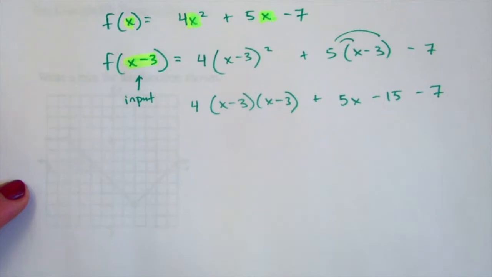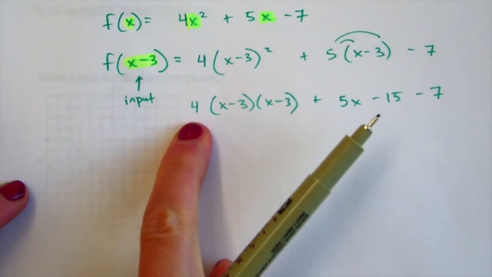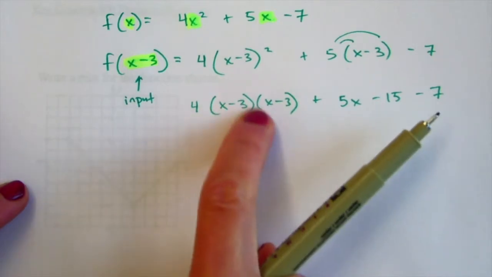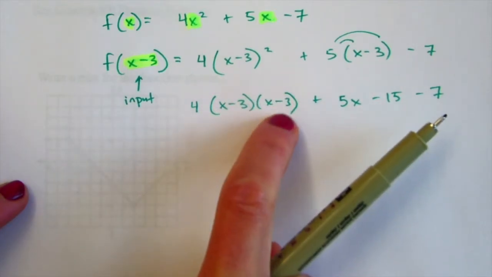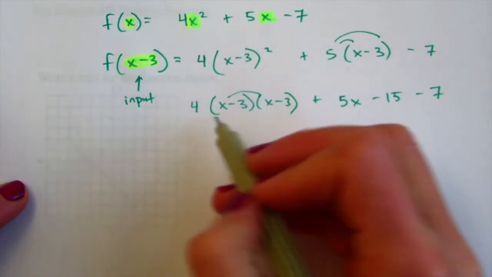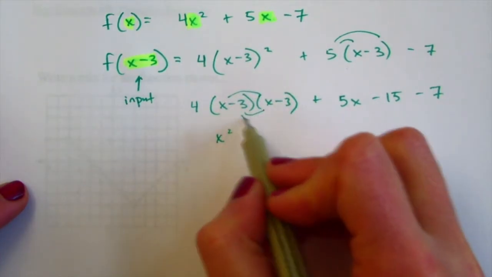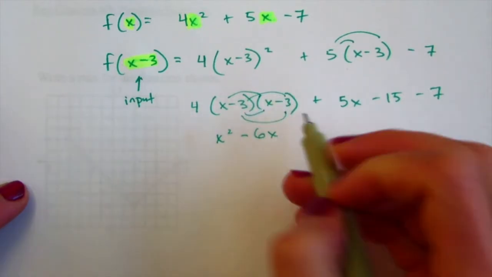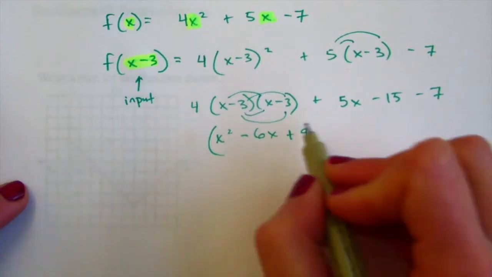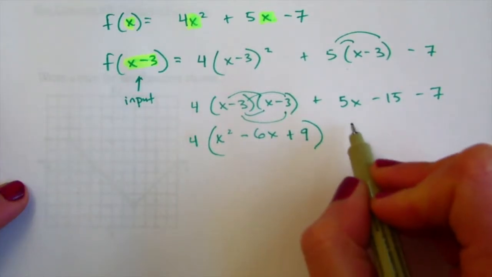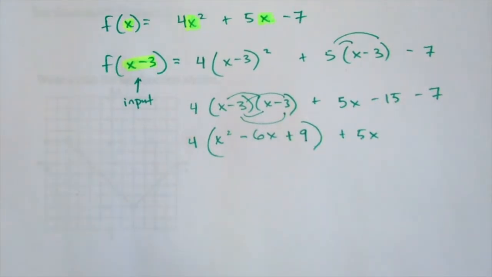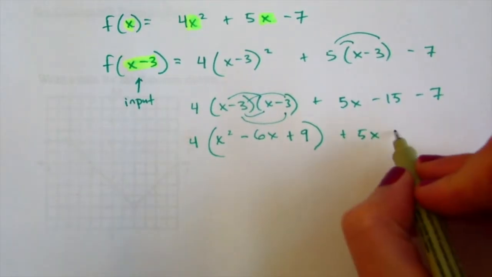Okay, now I'm not going to distribute this coefficient of 4 until I fully distribute out the product of 2 binomials. So this is going to be x squared minus 3x minus 3x is minus 6x, and then negative 3 times negative 3 is positive 9. All of that is going to be multiplied by 4, plus 5x, and then I can combine my like terms here. Negative 15 minus 7 is negative 22, I believe.